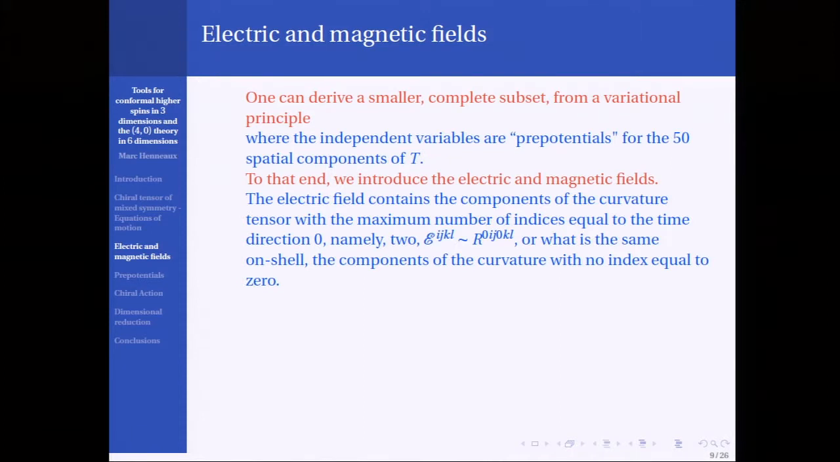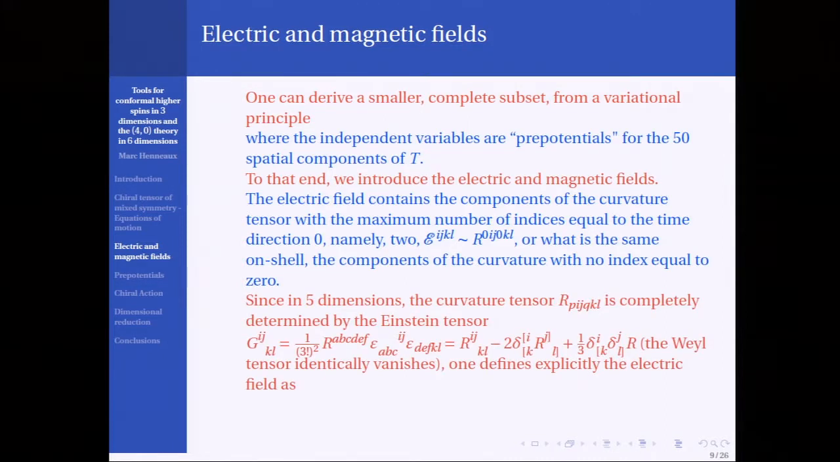I would like to define the electric field to be the component of the Riemann tensor with the maximum number of zeros, of time components. And because this is completely antisymmetric, the maximum number of time components you can have is 2. So I will define the electric field in a way that it is related to that. So these are motivations. The precise definitions will come below. Now on shell, because the trace of this is 0, you can trade 2 indices zeros by spatial indices. So actually I will really define the electric field in terms of the purely spatial components of the curvature.